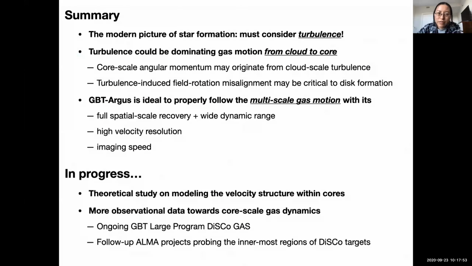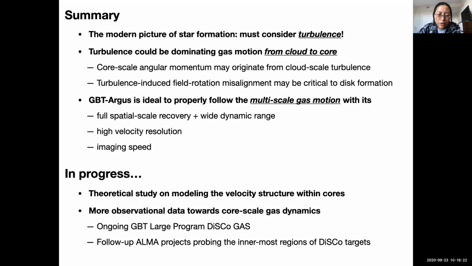So to summarize, turbulence is important in the modern picture of star formation, and it can play an important role from cloud all the way down to core or even disk. And because of this multi-scale behavior of turbulence, Argus is the ideal instrument to map this process. And I want to mention that we are also doing a parallel theoretical study on how to properly model the velocity structure within the core.